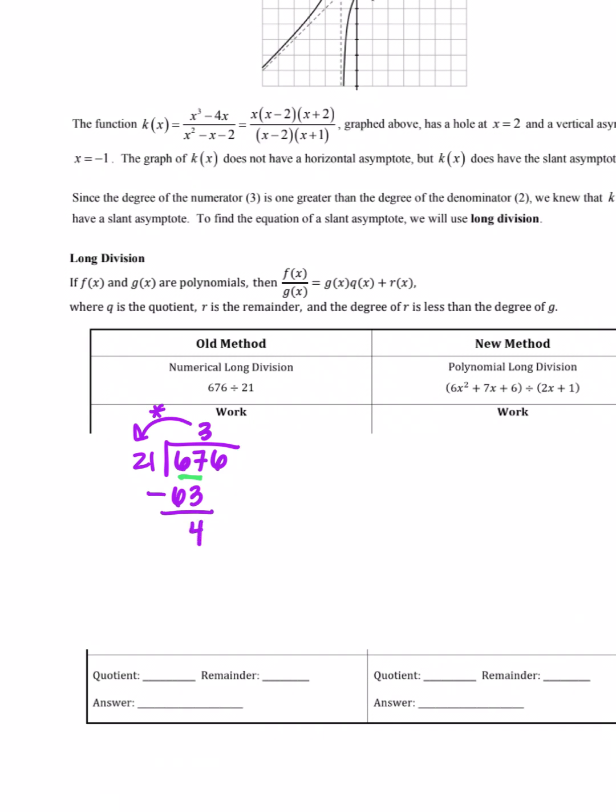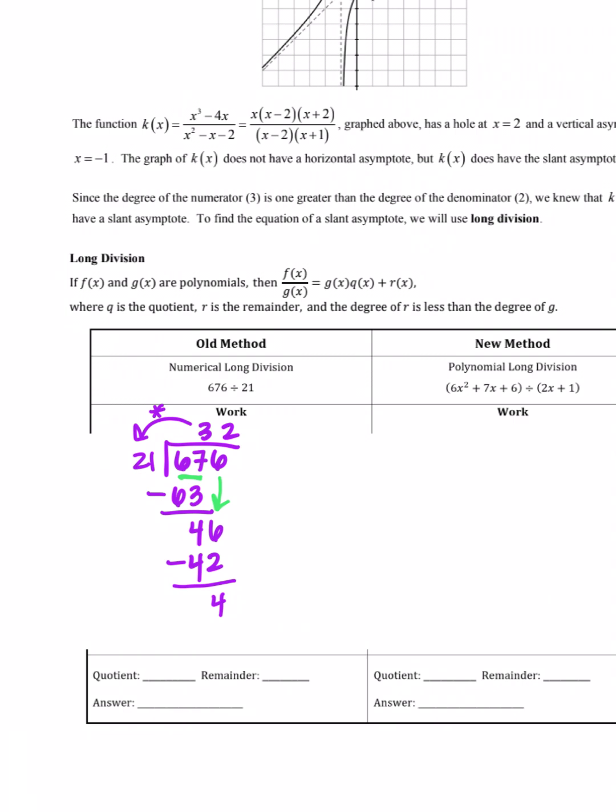Okay, 21 cannot divide into 4, it's too small, so we bring down the next digit. Now same thing, how many 21s fit into 46? Well, for sure 2 of them, because 2 times 21 is 42. So subtract, we have a remainder of 4.